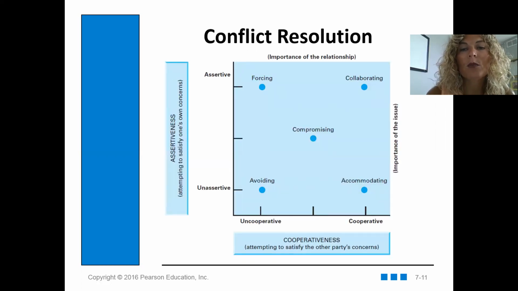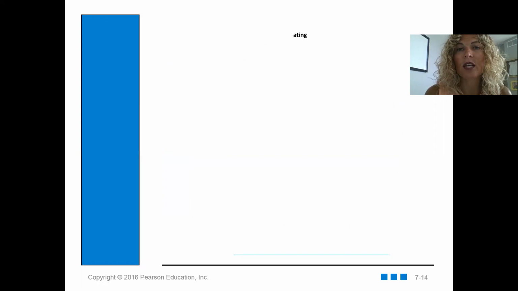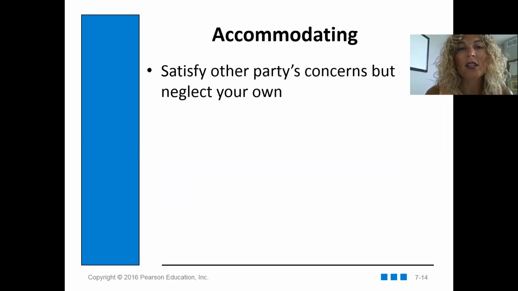The third approach is accommodating. So accommodating, you can see, is high on cooperativeness. Someone who's an accommodator is very concerned about making sure the other party is happy, but they have a low concern for themselves. They kind of put their feelings aside and are really focused on the other person. So they satisfy the other party's concerns but neglect their own.